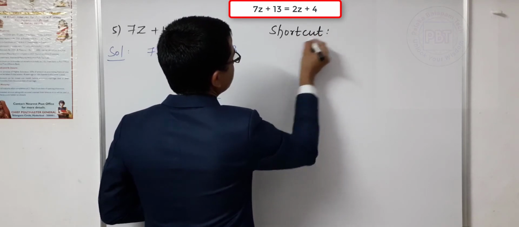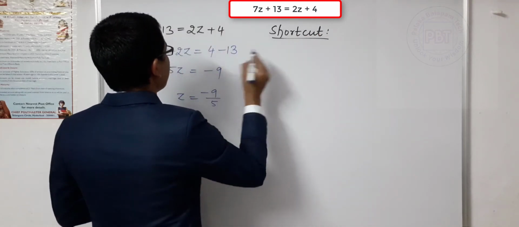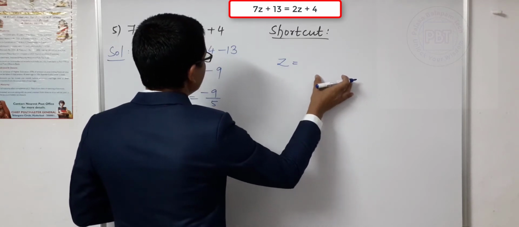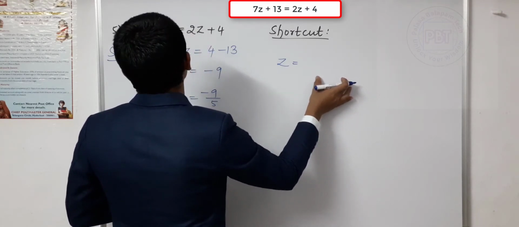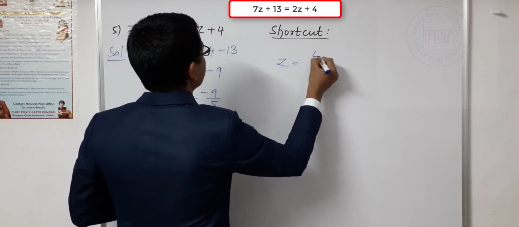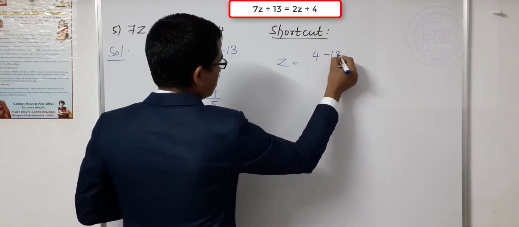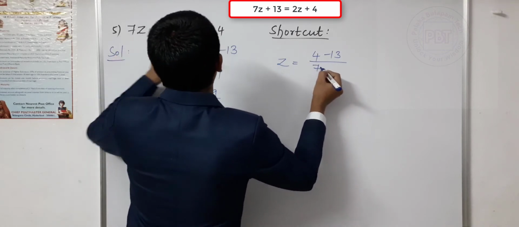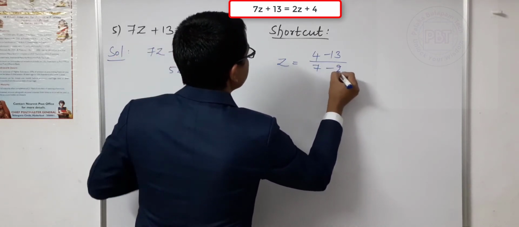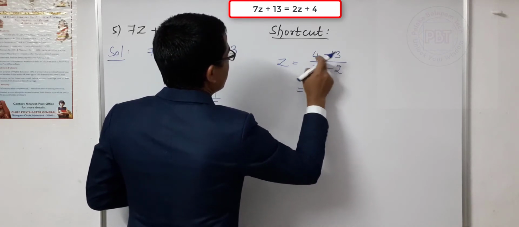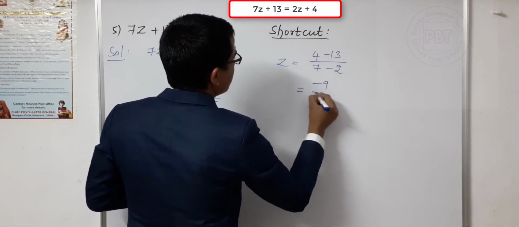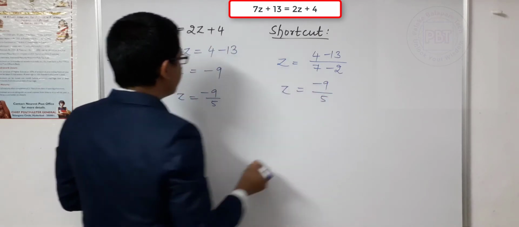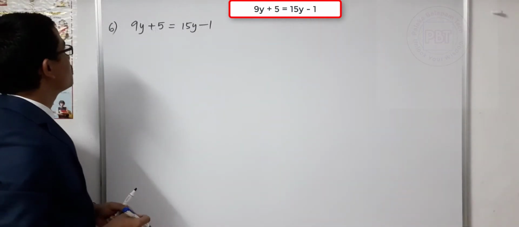Shortcut method for this. Directly the variable is z. Z equal to, in the numerator part constants, in the denominator part the quotients of the variable we need to write. So first here constants plus 4 plus 13 becomes minus 13 by here quotient of z is 7 and here quotient of z is plus 2 becomes minus 2. So 4 minus 13 is minus 9 by 7 minus 2 is 5. Therefore the z value is minus 9 by 5. Now let us see the sixth question.